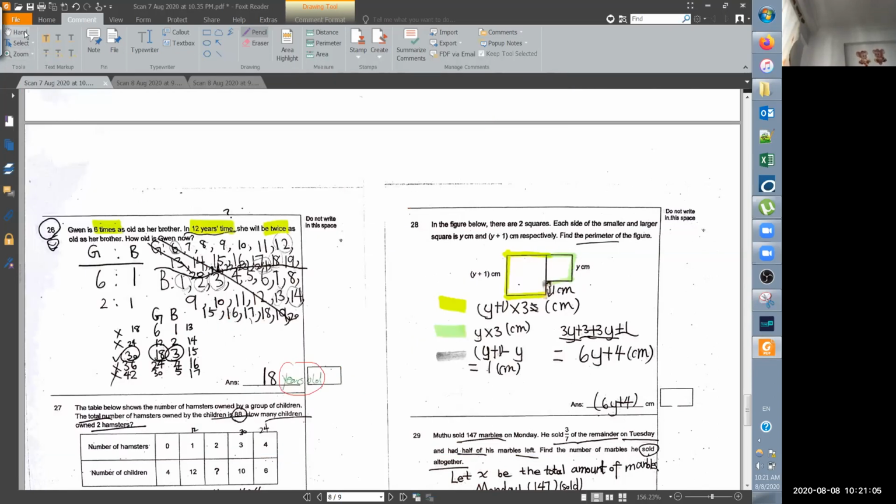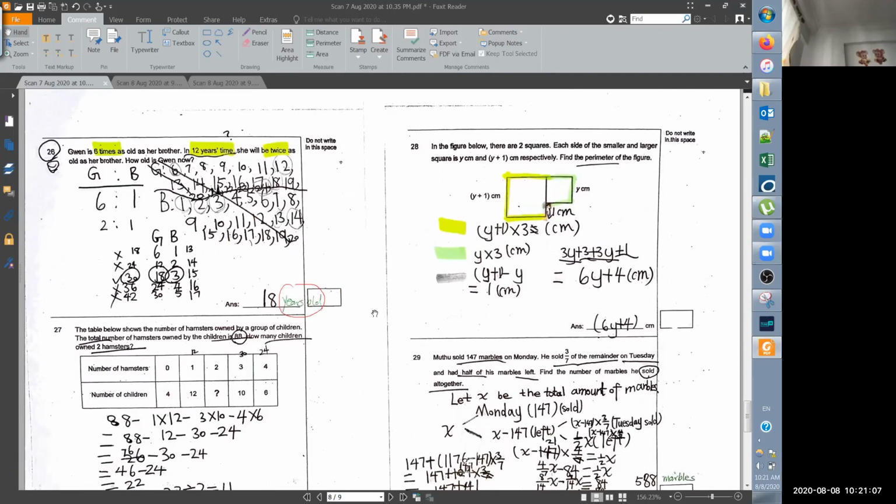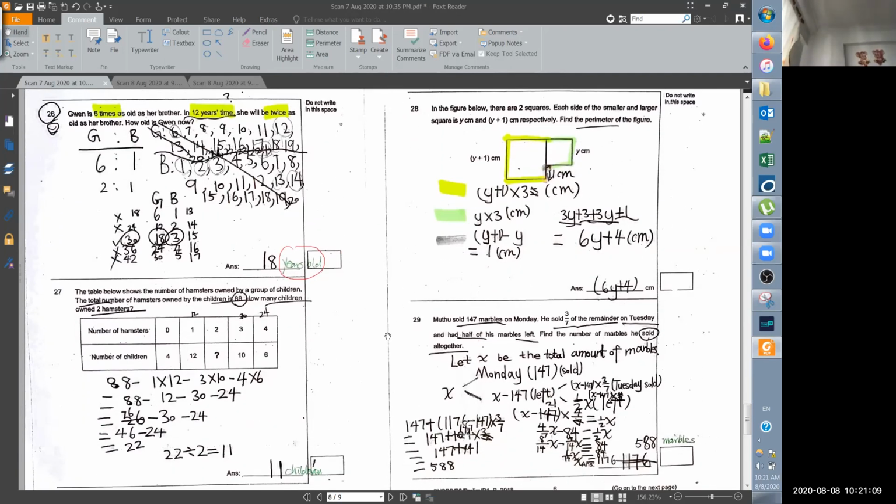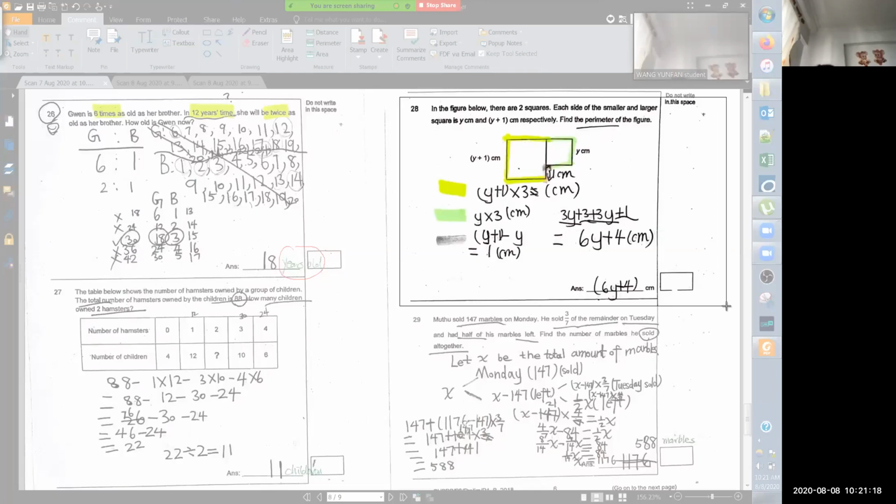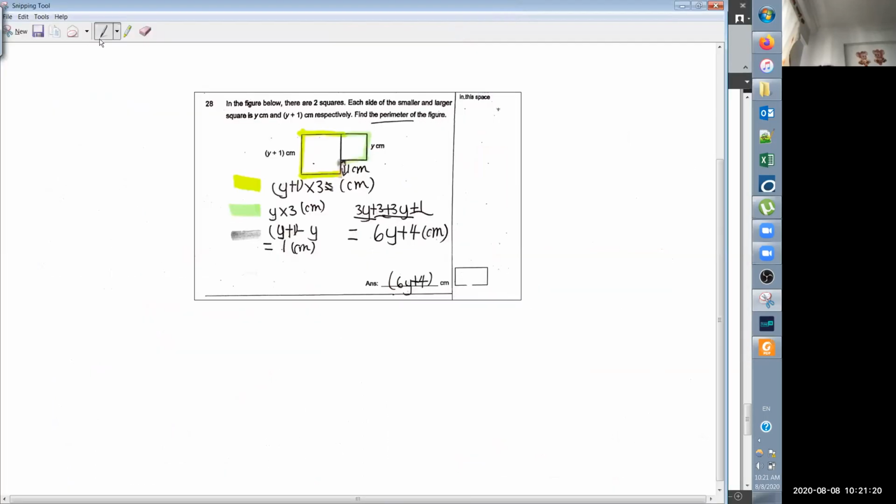Let me go back to hand. Yes. Okay. I just want to mention one thing about question 28. By the way, during the exam, you're not supposed to use a highlighter for your working. No highlighter for working.